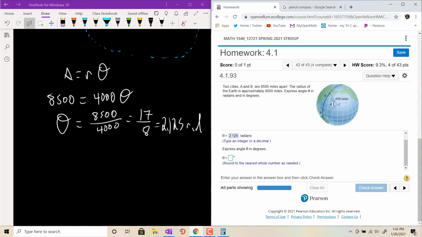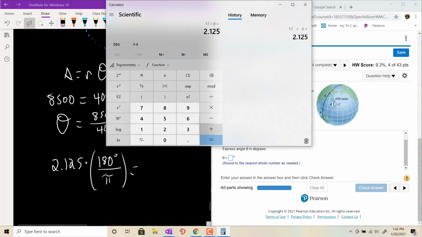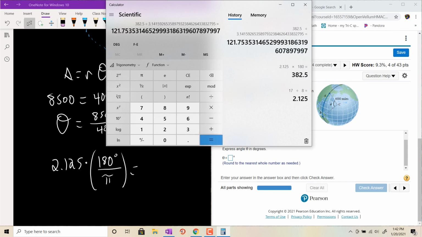And then, apparently we need it also in degrees. So you just take 2.125 and multiply by the converting factor for today, 180 degrees over pi radians. Radians cancel out, and we end up with 2.125 times 180 divided by pi. Oh, great, there it is. It's apparently 121 point something, round to the nearest whole number, so 122 degrees.